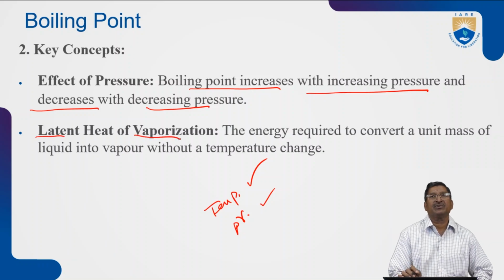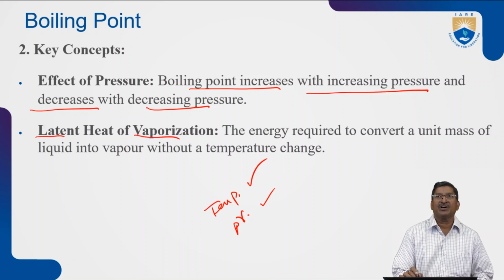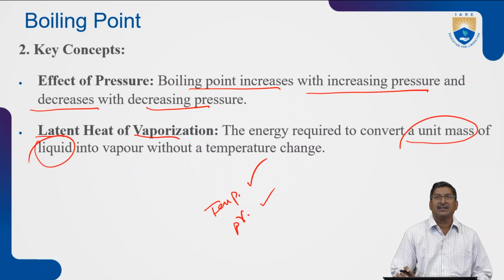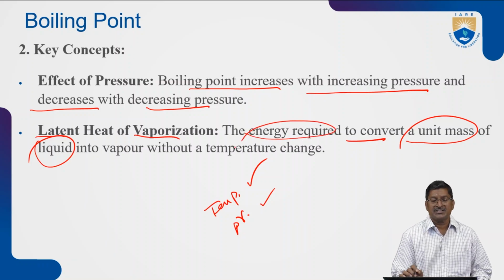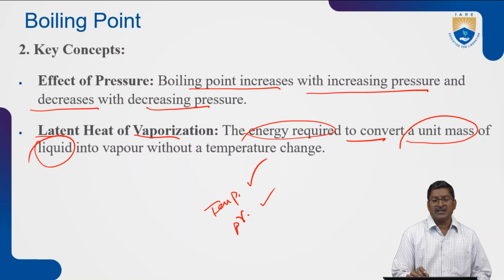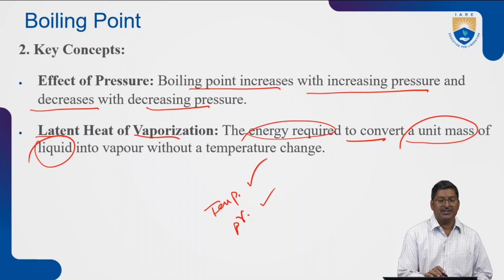So what is this latent heat of vaporization? The energy required to convert a unit mass of liquid into vapor. So here, unit mass of liquid. So if you take 1 gram or 1 kg, like that. If you convert a unit mass of liquid, how much energy is required? That energy is called latent heat of vaporization. That means if you want to convert a unit mass of liquid into vapor, into gas, then the energy required is called the latent heat of vaporization.